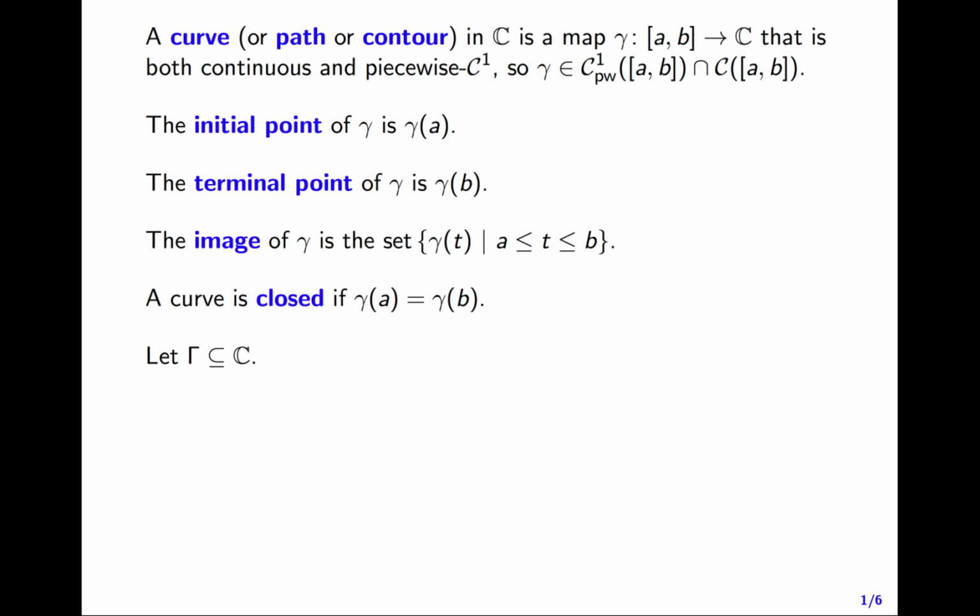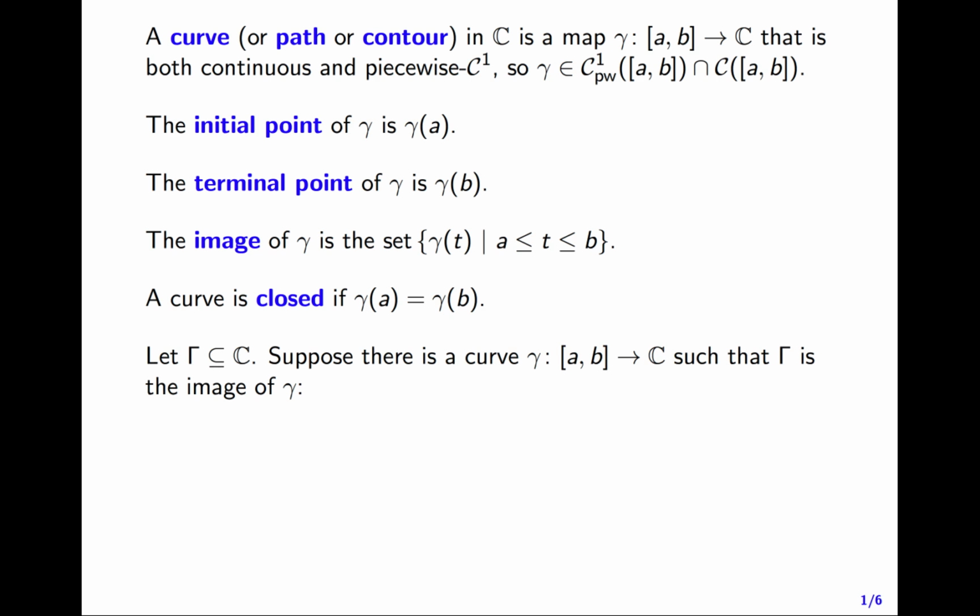And if we have a subset capital gamma of the complex plane, and if there is a curve little gamma from an interval a to b in the reals into the complex plane such that big gamma is the image of little gamma, in other words, big gamma is the set of all points of the form little gamma of t for t between a and b, then we call little gamma a parametrization of big gamma.